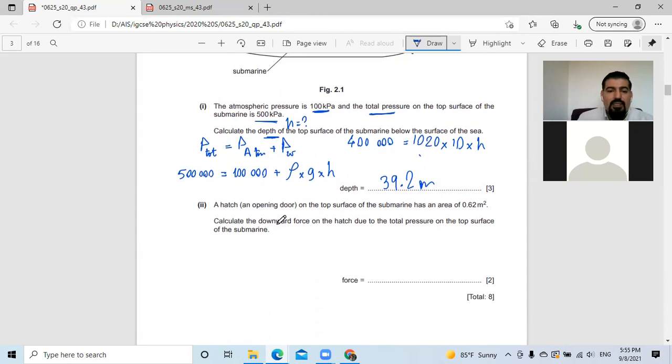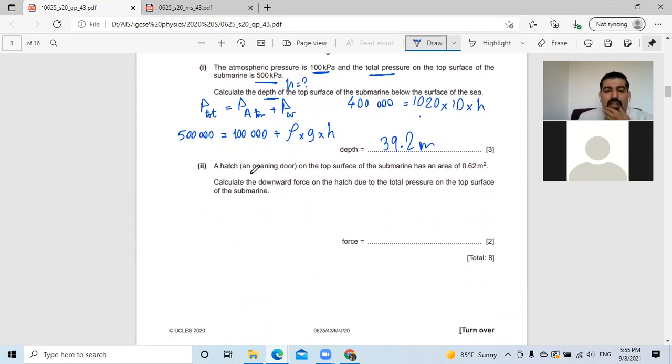Okay, let's continue. A hatch is open, an open door, on the top surface of the submarine has an area of this much.